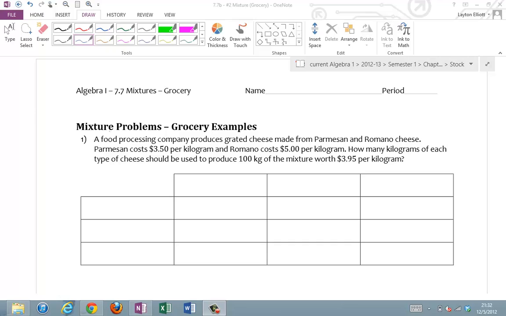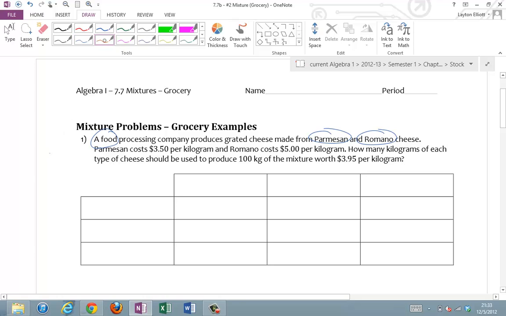These kind of mixture problems are called grocery problems because they have to do with food. In fact, the first problem deals specifically with cheese mixes. We have Parmesan and Romano cheese. Parmesan costs $3.50 per kilogram and Romano costs $5 per kilogram. How many kilograms of each type of cheese should be used if we mix them together to make 100 kilograms of a mixture worth $3.95? So let's look at this for just a minute.